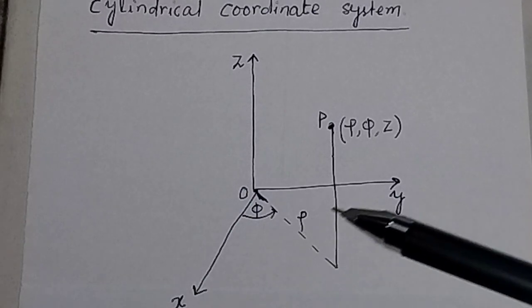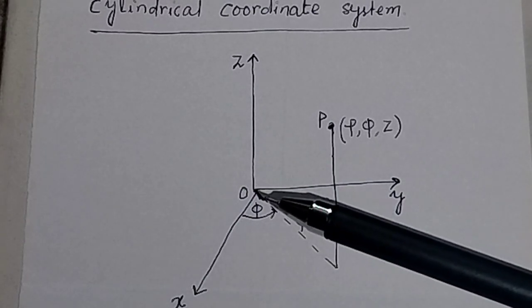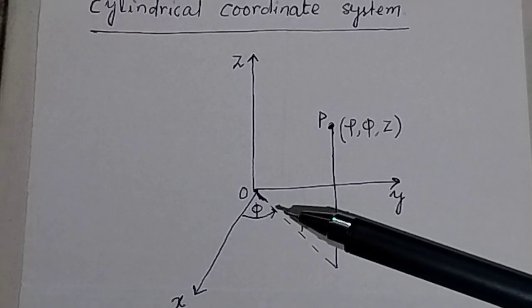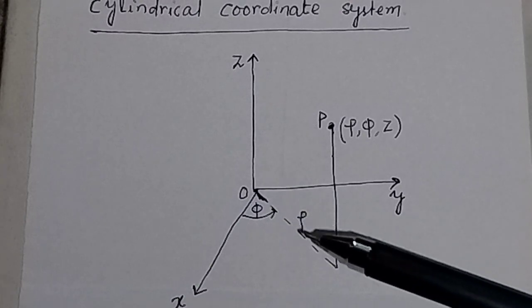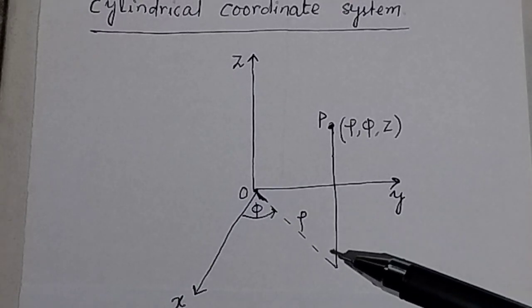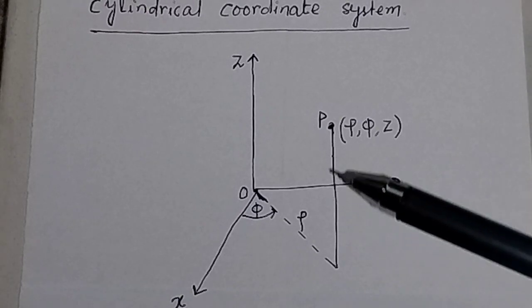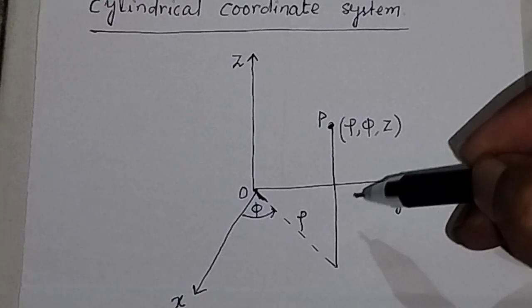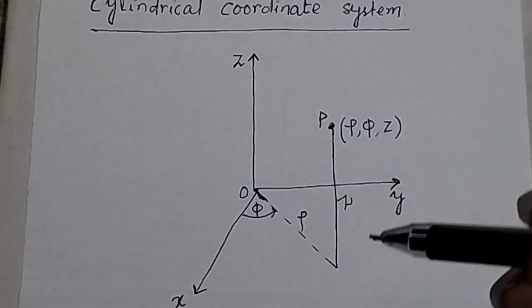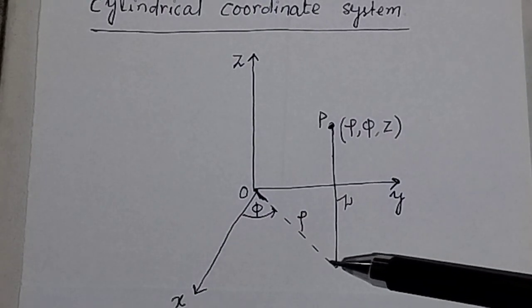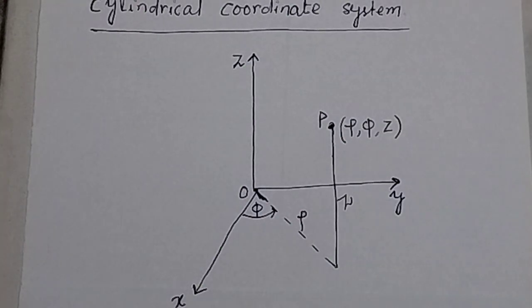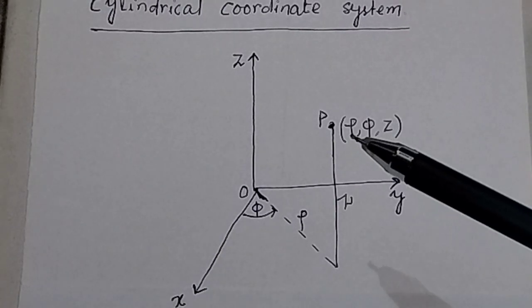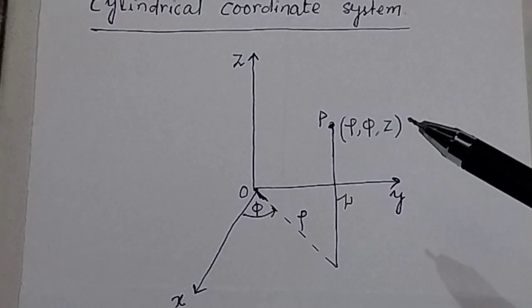This is your x axis, y axis and z axis, and this is the origin, and this is your azimuthal angle or the horizontal angle, and rho is your radial distance in the xy plane. And here this height is equal to z, which is the height from the xy plane to this point P. Okay. So in cylindrical coordinate system, you have three coordinates: rho, phi and z.